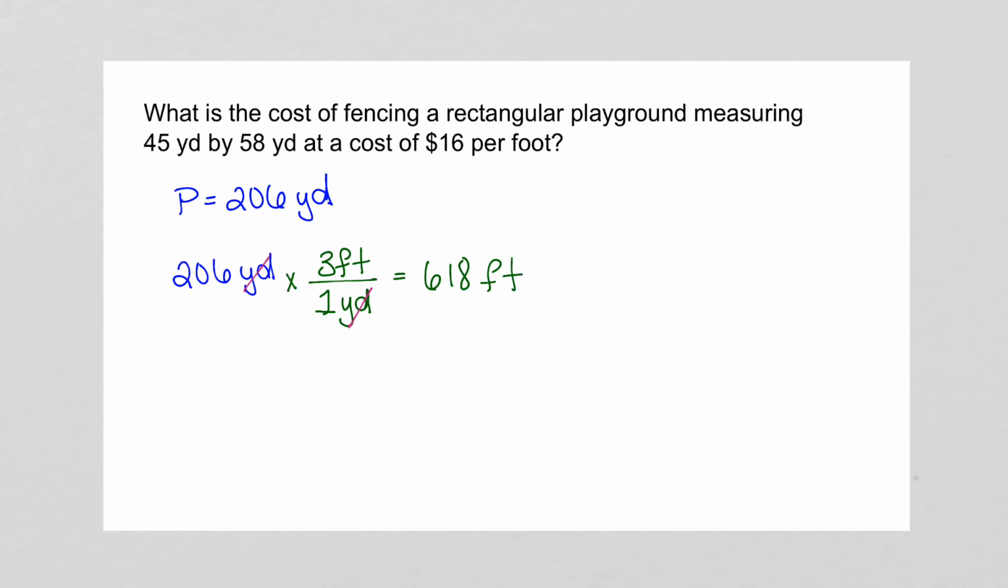And so to find the cost, we would take 618 feet and multiply by $16 per foot. Feet will go away, and we're left with $9,888 that will cost to build this fence.